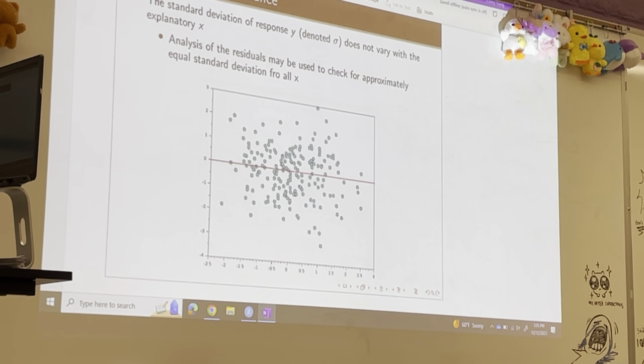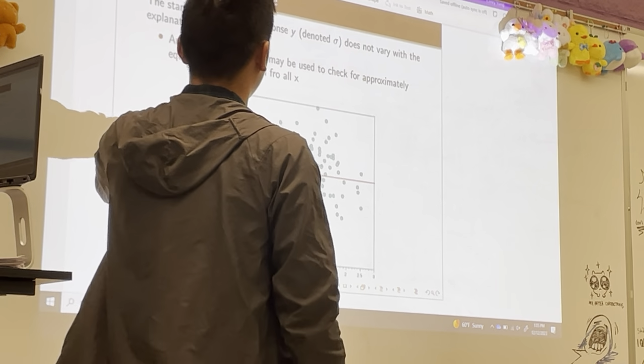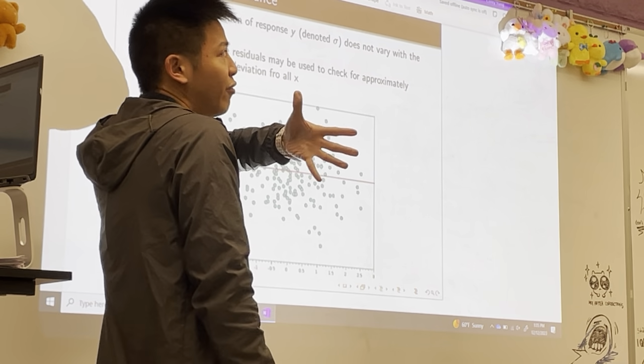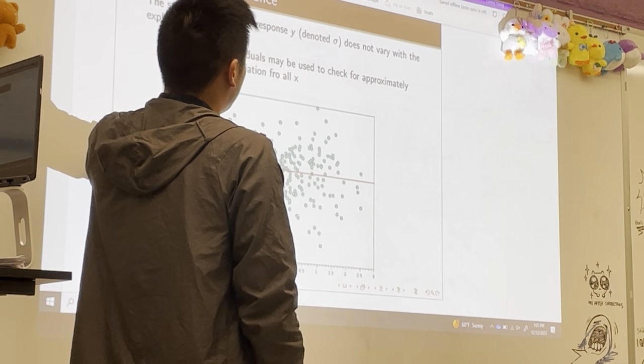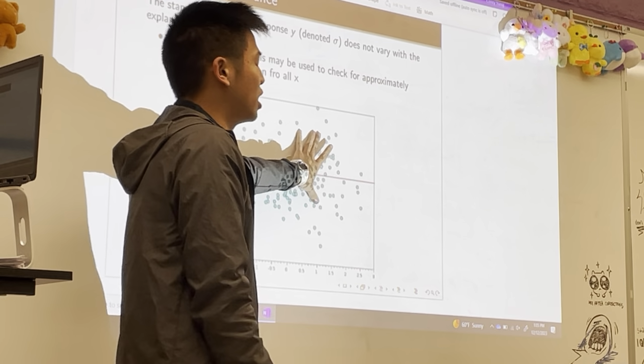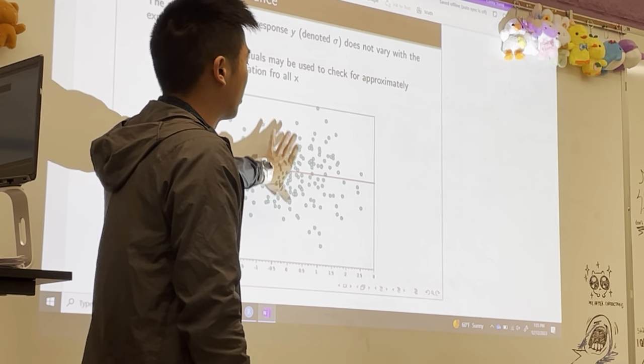All right, so in this case, another condition that we have to check is equal variance. Variance, again, as you guys know, is the measure of variability. So as we look at the residual plot, it's not going to be perfectly equal, but we want to see that as we go left to right, there's somewhat of an equal spread of the data points around this line.